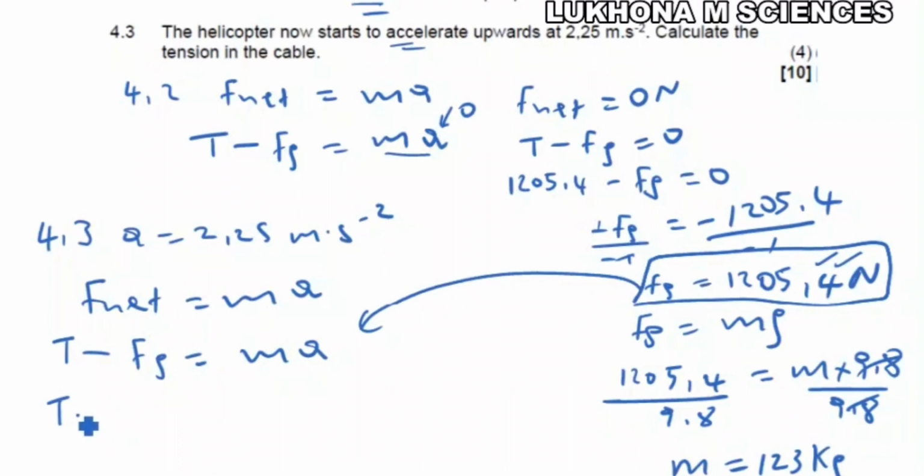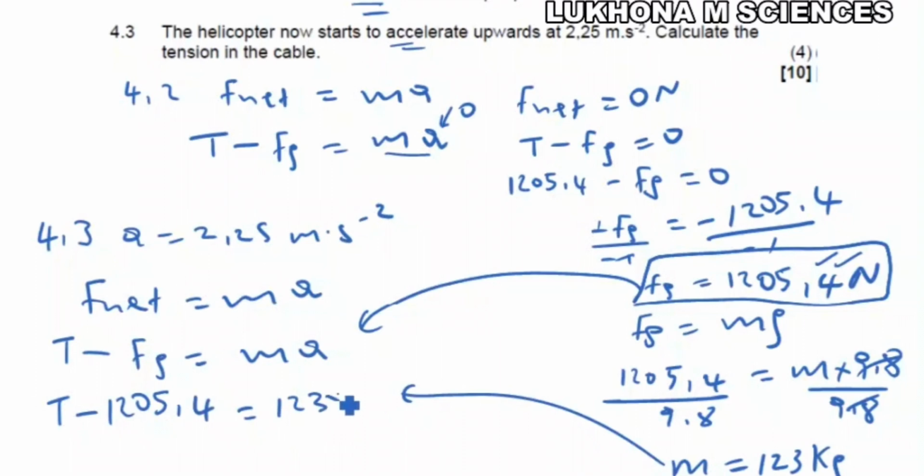Fg is 1205,4, which is equal to the mass. The mass is 123. This is the mass, 123 times the acceleration, which is 2,25. Let's go back. It accelerates upwards, which means upward is positive. Then we press the calculator.